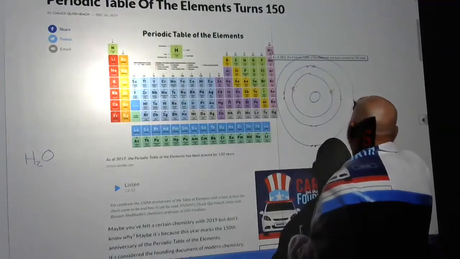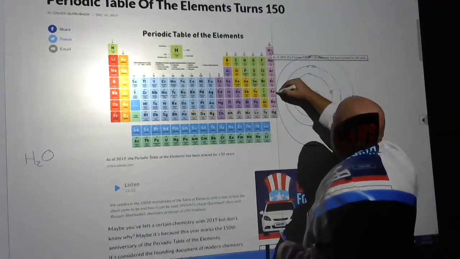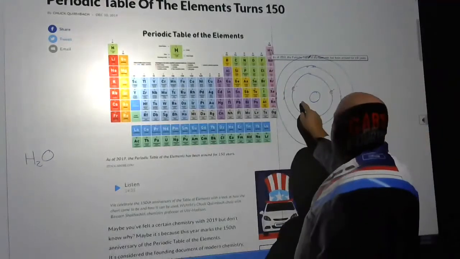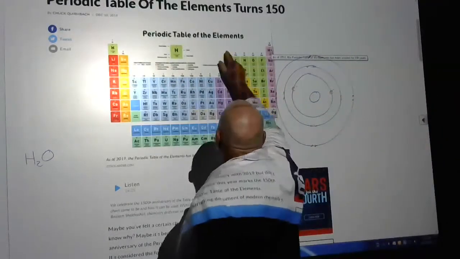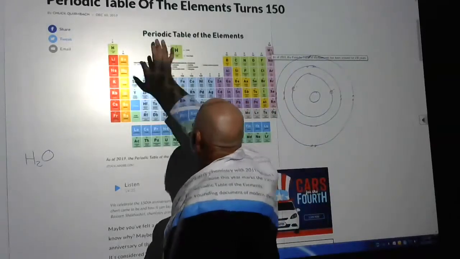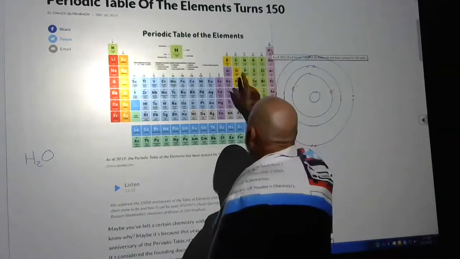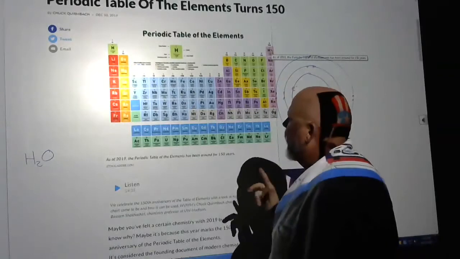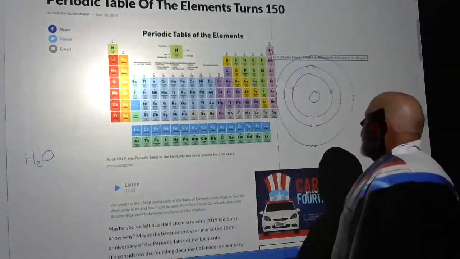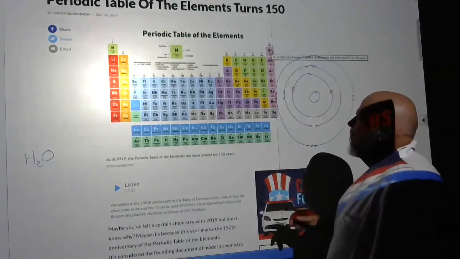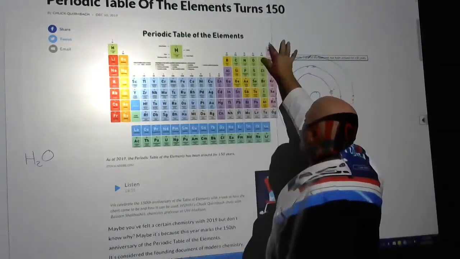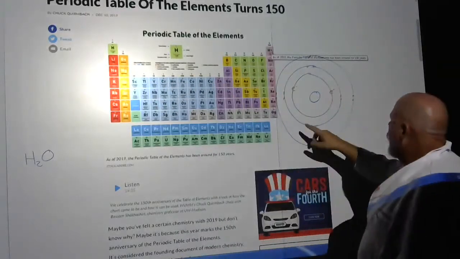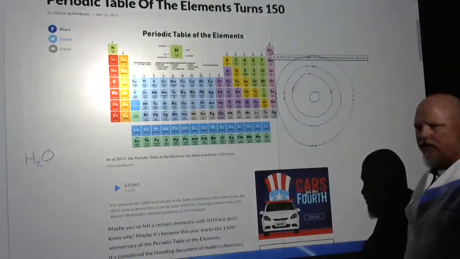If you don't know, you don't have to guess. 8. If you look at the periodic table, how many in the first shell? 2. 1, 2. How many in the second shell? 1, 2, 3, 4, 5, 6, 7, 8. How many in the third shell? 1 through 8. Now, can you guess how many are in the fourth shell? If you can't see this, look right here, it's 18. So instead of counting all this, it's 18, 1 through 18. In the next shell, I have 18 electrons.